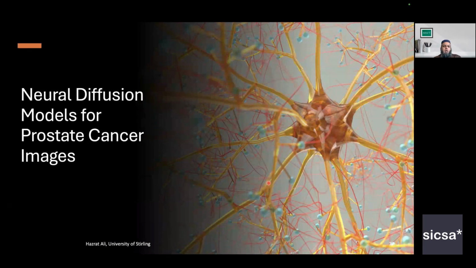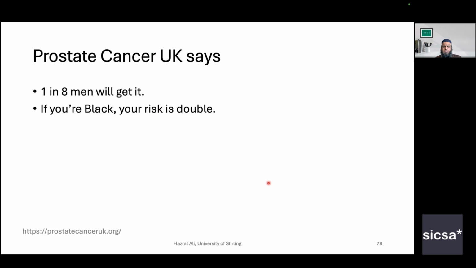Okay, so now I'll just quickly talk about the neural diffusion models for prostate cancer images. This is something that we started recently at Stirling here. So, prostate cancer, as you might know, is a cancer that is related to men. The Prostate Cancer UK website says that one out of 8 men is going to get prostate cancer at some stage.